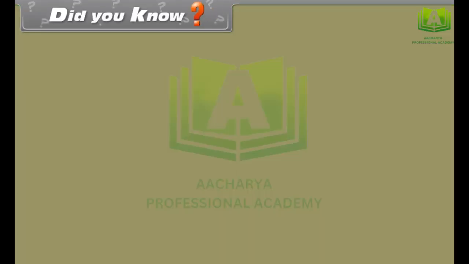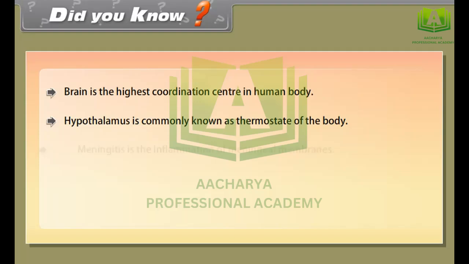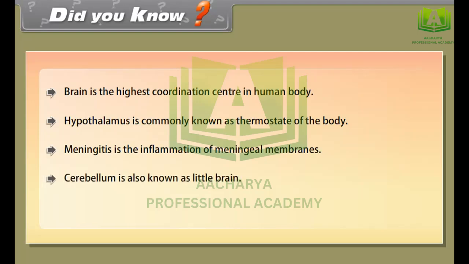Did you know? Brain is the highest coordination center in the human body. Hypothalamus is commonly known as thermostat of the body. Meningitis is the inflammation of meningeal membranes. Cerebellum is also known as little brain.